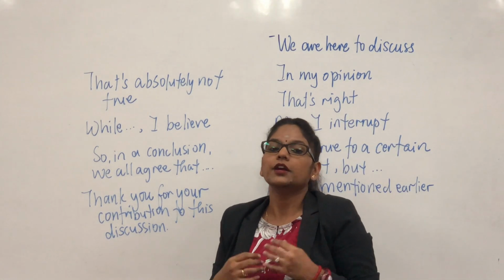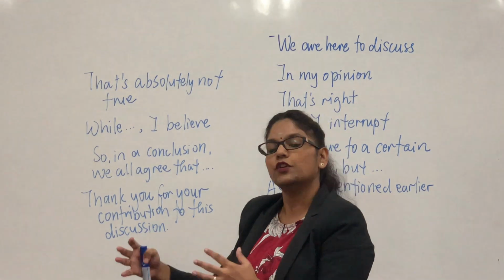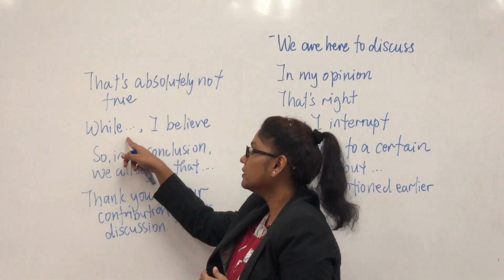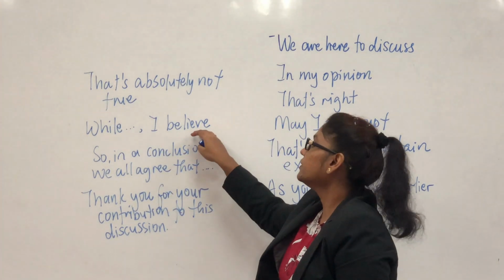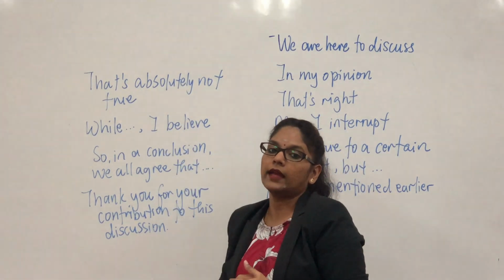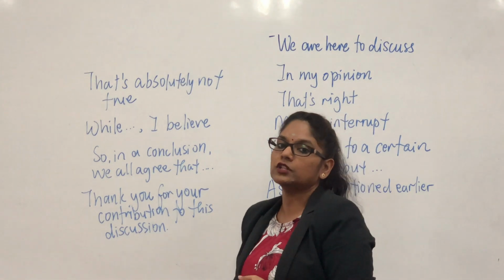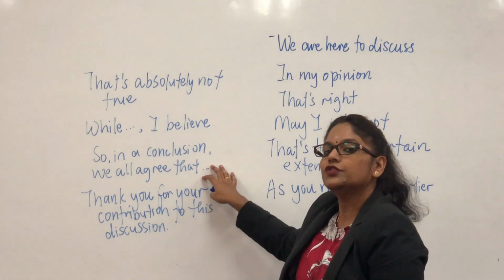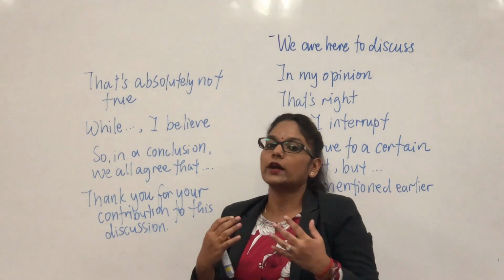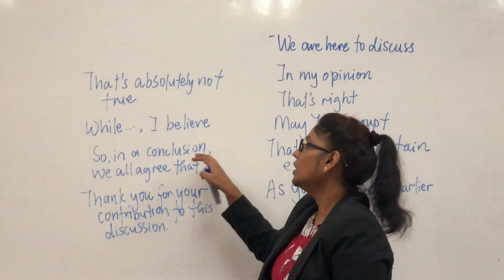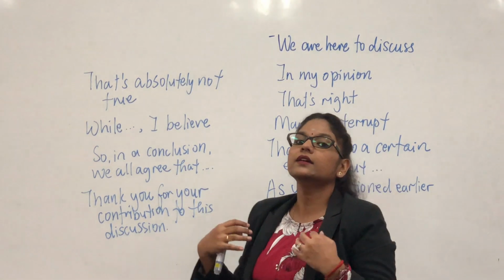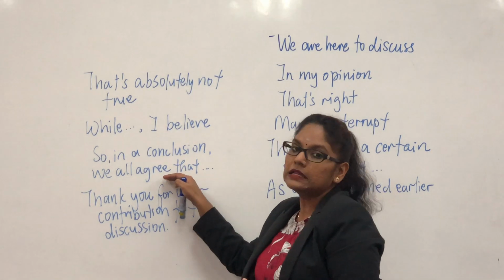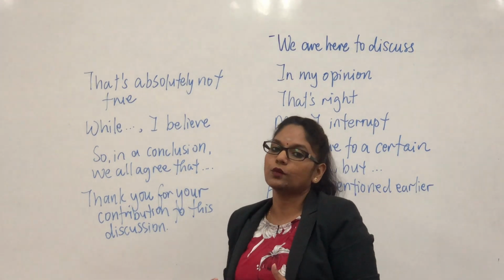Now let's say, for example, you have a contrasting idea to what your friends have said earlier, and you have your own justification. You say, while I believe. This expression is usually used when you have a contrasting idea and you would like to justify your choices. Moving on, you have now reached the conclusion of the group discussion. So what do you say? You say, so in conclusion, we all agree that. Other expressions that you can use are in a nutshell, to conclude, and so on.